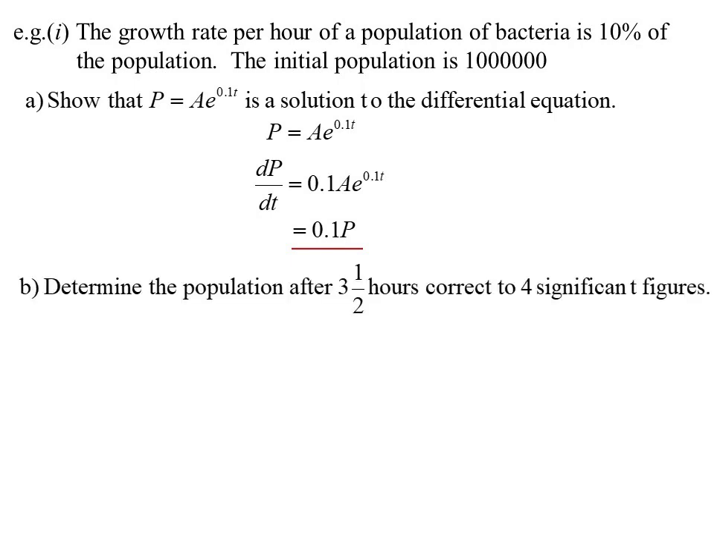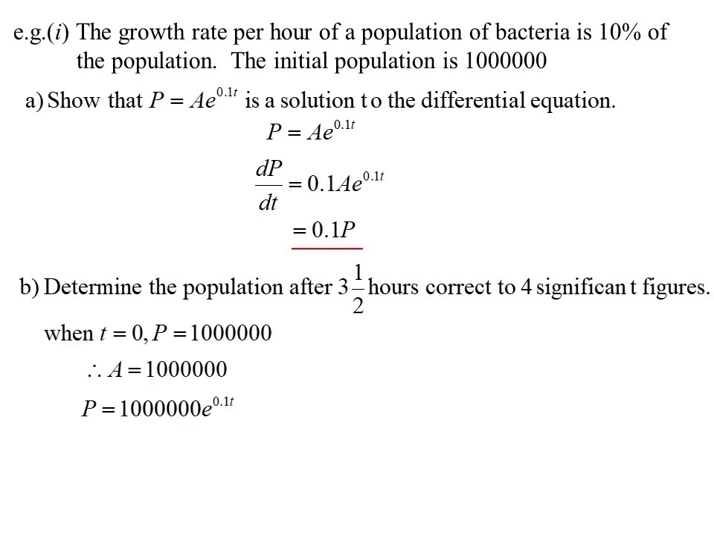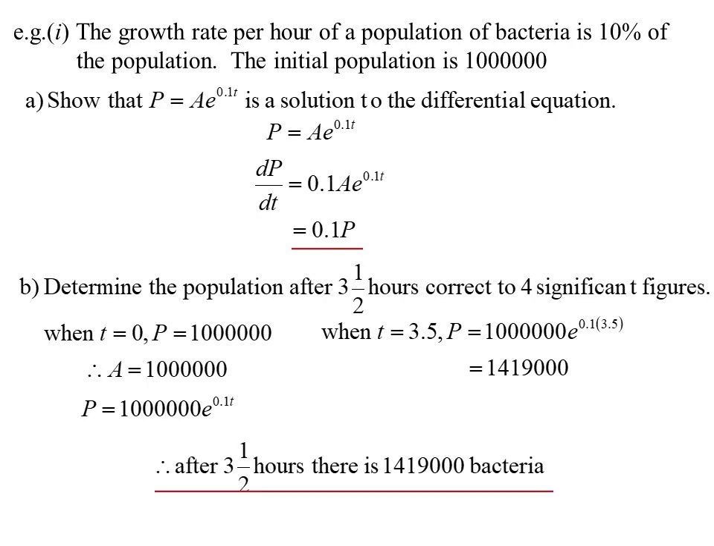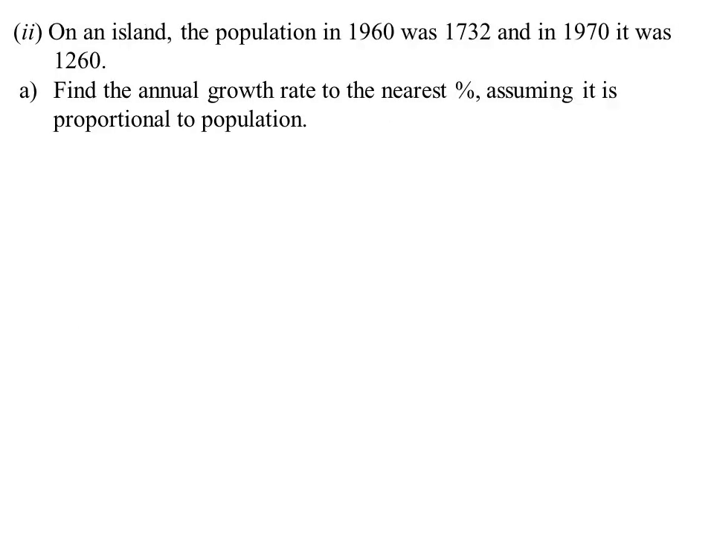Now it becomes a substitution question, really. Determine the population after 3.5 hours. Well, we need to work out what A is. A, remember, was the initial population. So we end up with P equals 1 million e to the 0.1t. Substitute in the 3.5, to 4 significant figures I get 1,419,000. But again, we answer the question, so I write some sort of statement at the end. After 3.5 hours, we've got 1,419,000 bacteria.